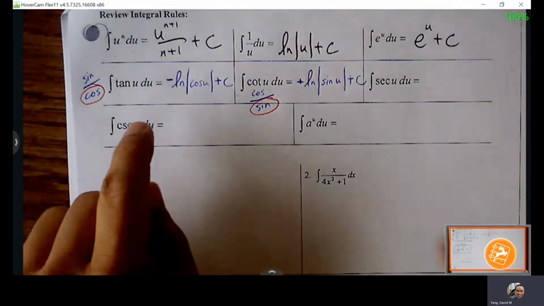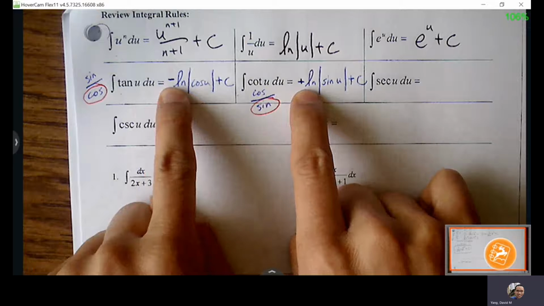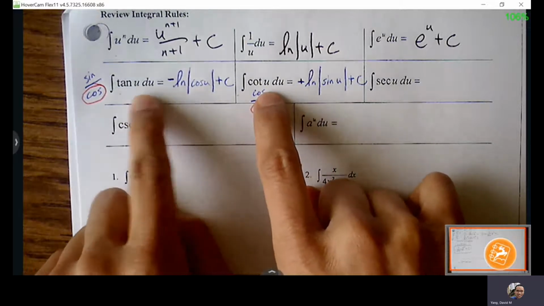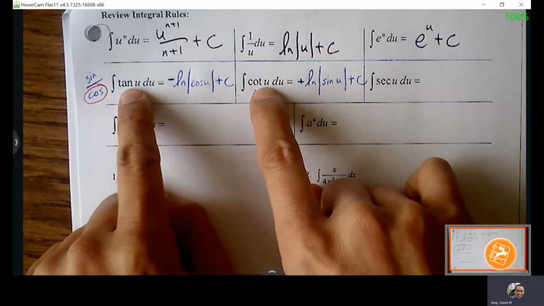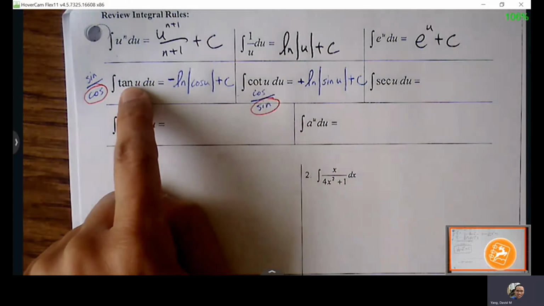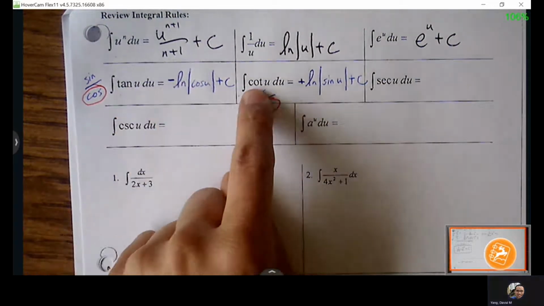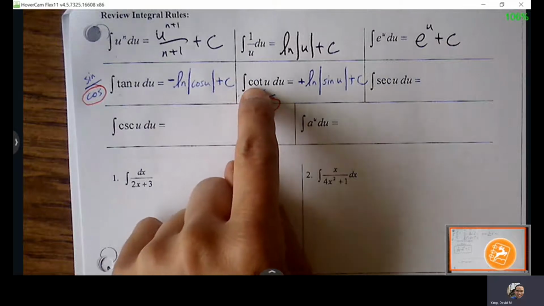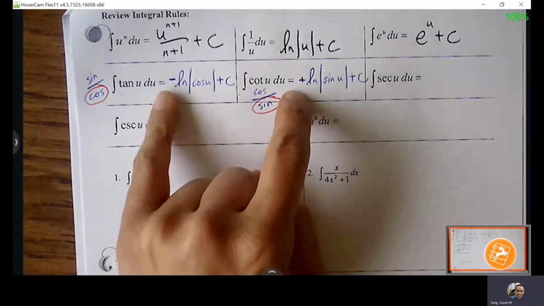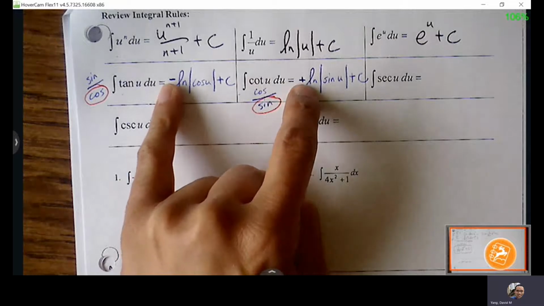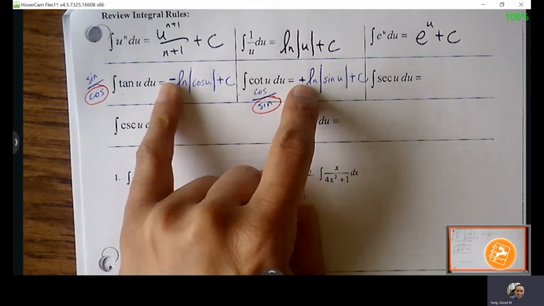A lot of times what trips students up here is the negative and positive, because these are not trig functions that we normally associate with negatives and positives. Tangent, we always associate with positive, but in this case, it's going to be negative. Cotangent, we usually associate with negative, but in this case, it's going to be positive. So just be aware that the signs throw off a lot of students.